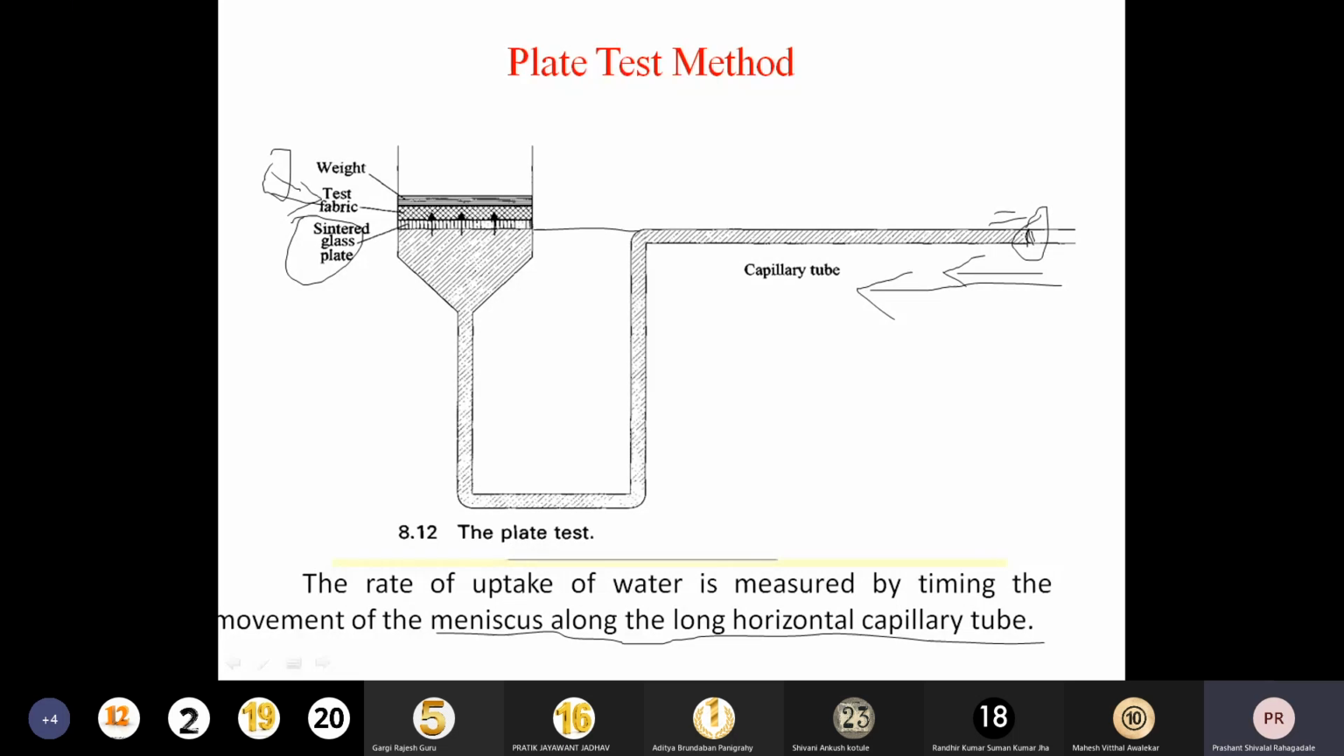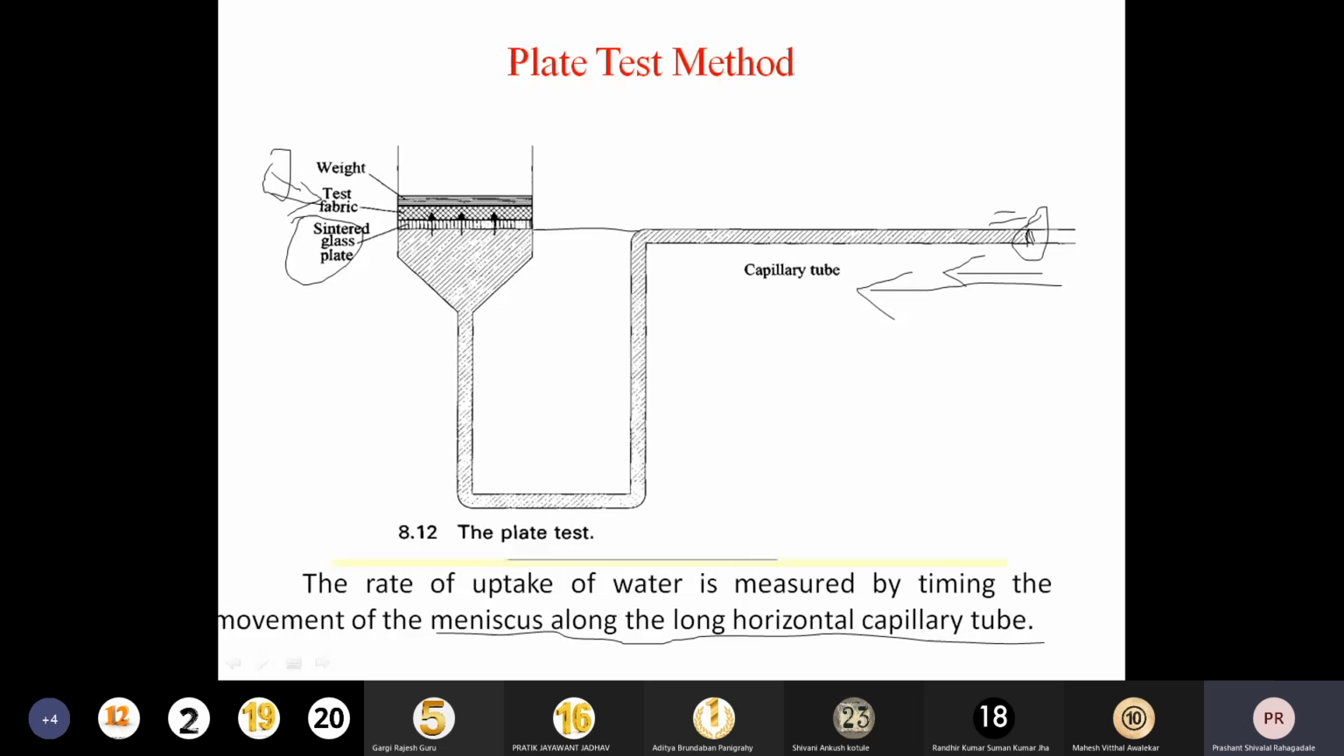So now the diameter of the capillary tube is known to us, and from that the mass of water taken up by the fabric in that particular time can be easily calculated. If we know the diameter of your tube and the position of the meniscus, from where to where it has come, you can easily find out how much water is taken by your fabric. So it can be calculated easily how much water it took in how much time, which we call the rate of water uptake. What are we measuring here? We are calculating the rate of water uptake.